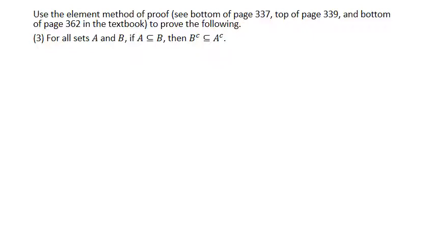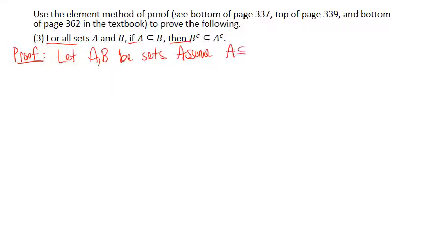Okay, number 3. We're just going to do this the same way as number 1. So we start with translating this for all statement into a let statement. So let A, B be sets. And now we have an if-then statement, so we're going to assume the if part. So assume A is a subset of B. And now we're going to show the then part. So we will show B complement is a subset of A complement.